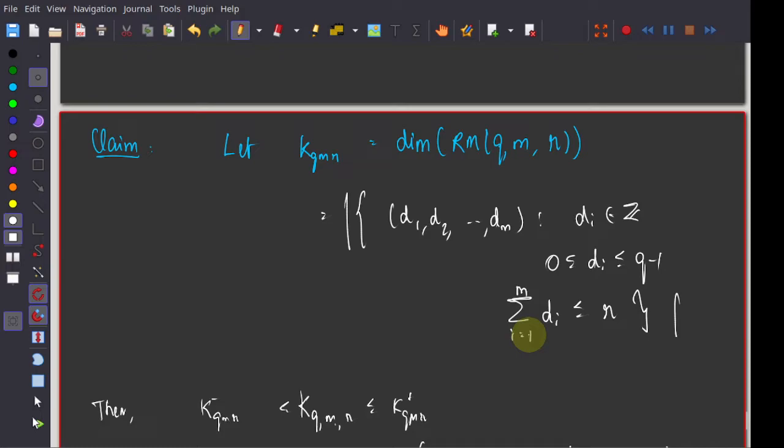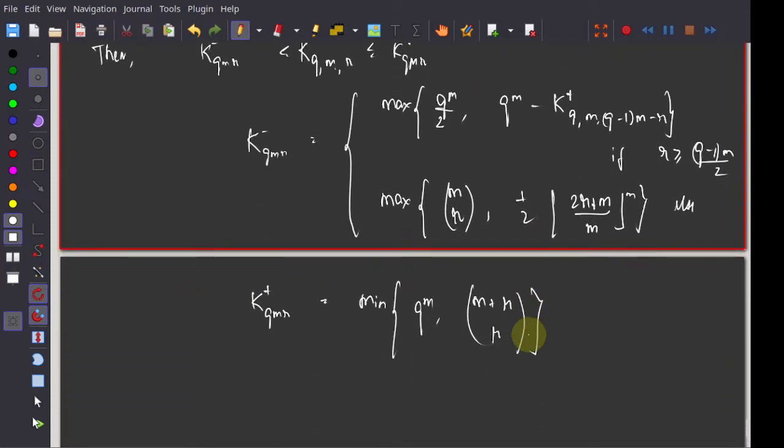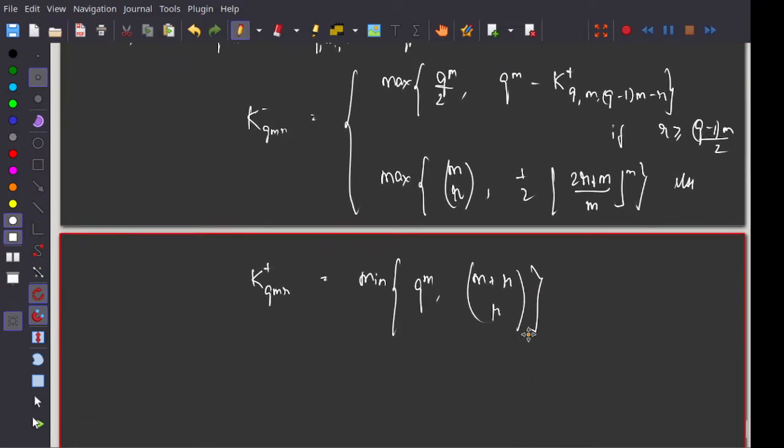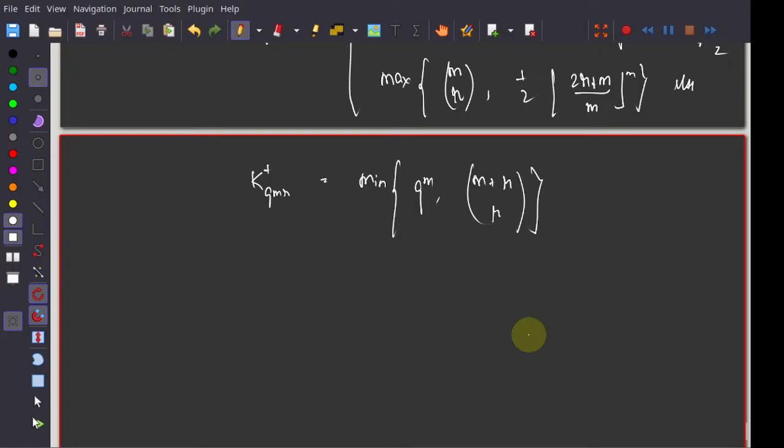But in general, we can prove these upper and lower bounds. So it's not an easy problem to get a closed form expression, right? Now let's see what happens to this when the field size is binary. What is the minimum distance?